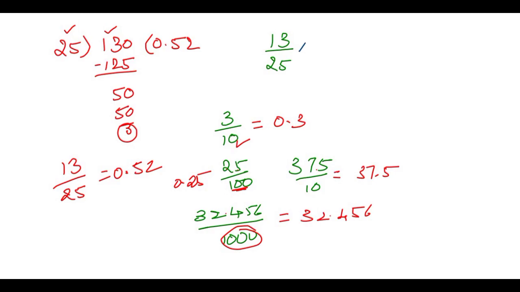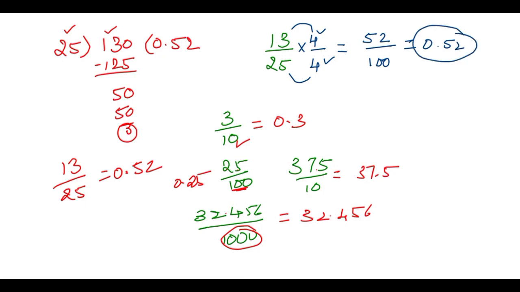So we should try to convert this 25 as 100. So to convert 25 as 100, what do we do? 25 times 4 is 100, right? So numerator and denominator both we should multiply by 4. Then 13 4s are 52. And 25 4s are 100. So this result gives us 0.52, which is equal to this one.